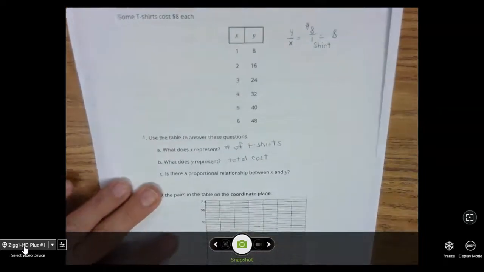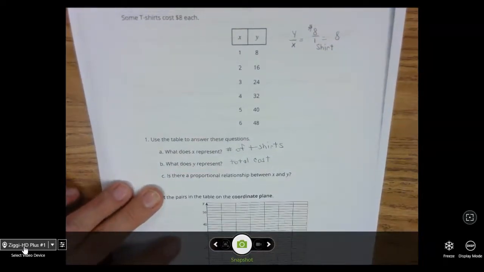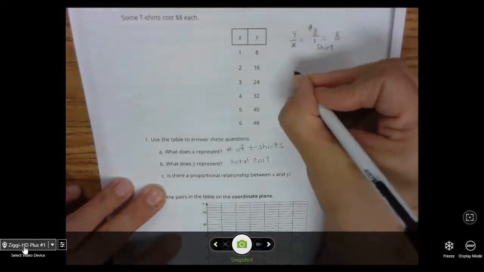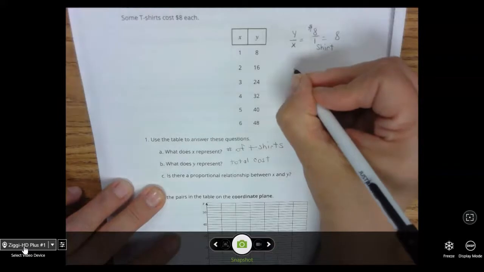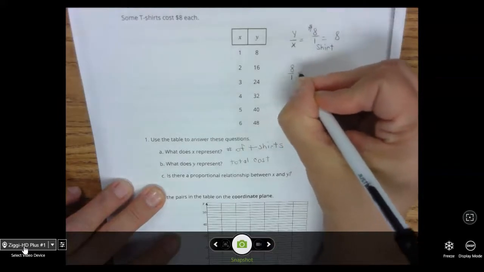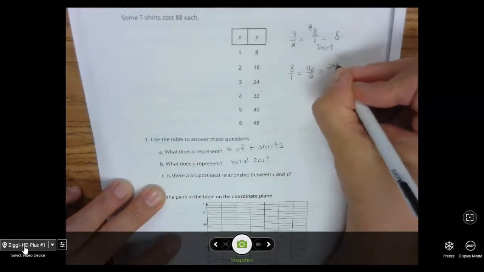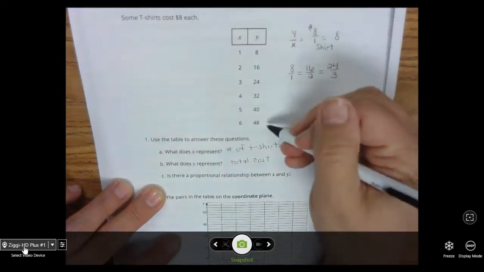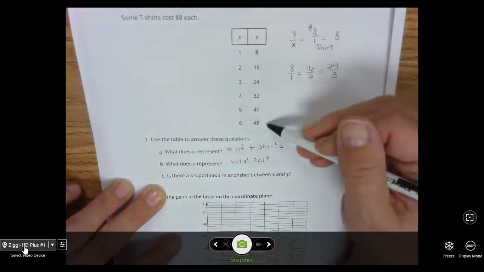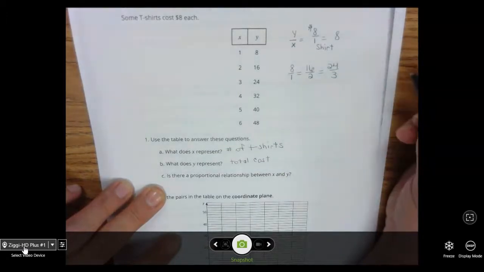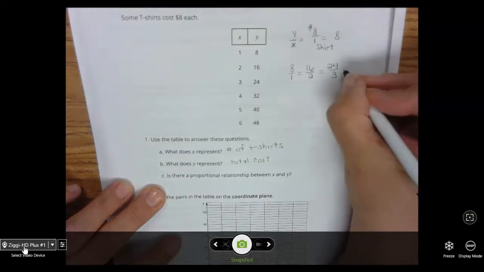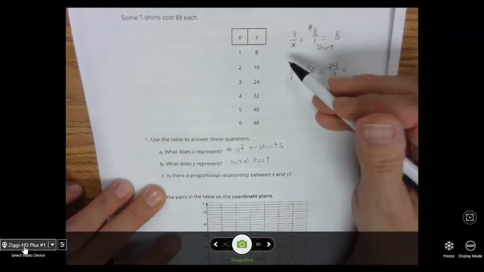And then it says, is there a proportional relationship between X and Y? Everyone should be able to answer that. Okay, you should have checked 8 over 1 equals 16 over 2 equals 24 over 3. And when you're given a table, you really need to check each scenario and make sure, because if one does not have an equivalent ratio, then it is a non-proportional table.